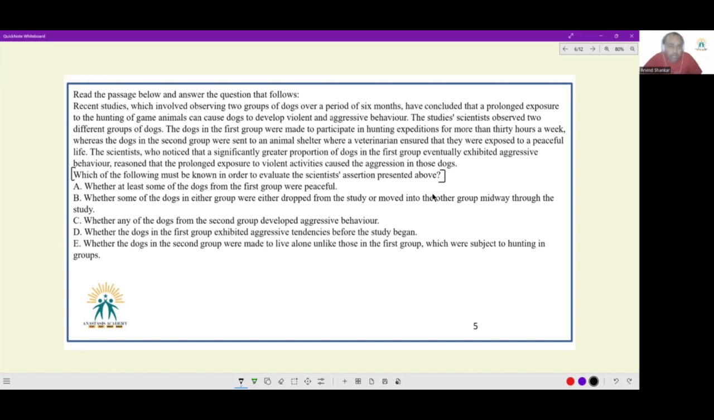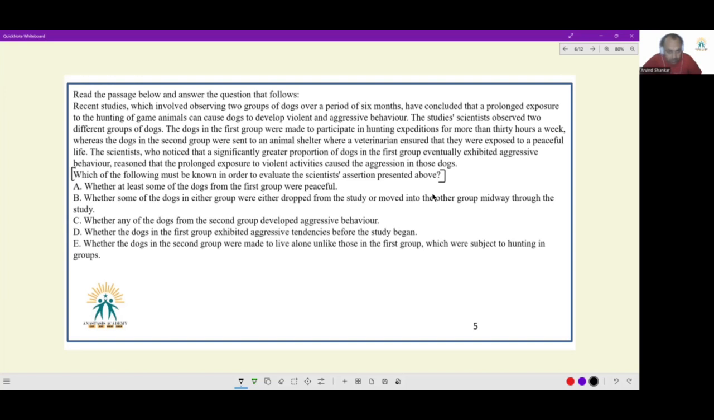Does that in any way impact the assertion made by the scientist? Not really, because if 28 of the dogs are turning aggressive, and let's say in the second group there were only 10 dogs that were turning aggressive, their assertion that prolonged exposure to violent activities causes aggression in dogs would still be valid. So the question posed by A does not really strengthen or weaken the scientist's assertion. It is simply a tangent to the main idea of inquiry.